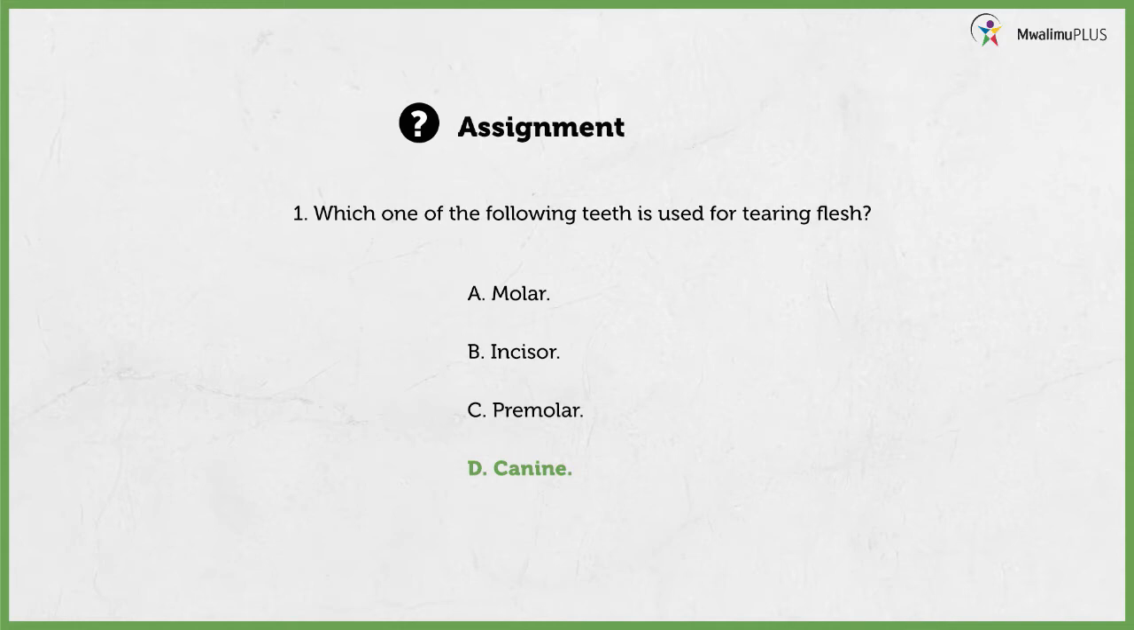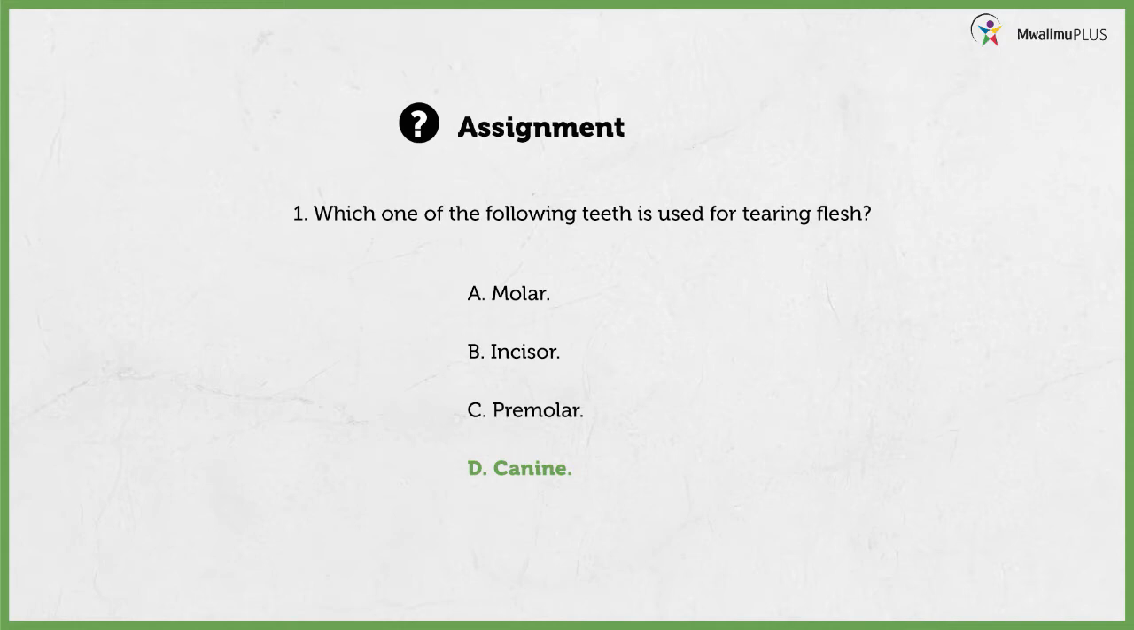We say that canines are used for tearing flesh, while the molars are used for chewing, grinding, and crushing food. We also talked about incisors, and we say that incisors are used for biting food. Then the premolars, we also said, are used to chew, grind, and crush food.